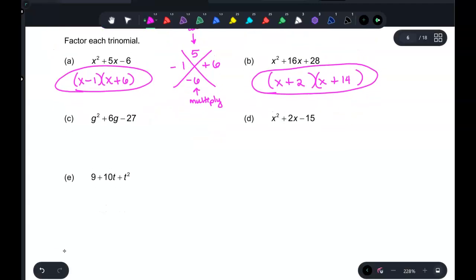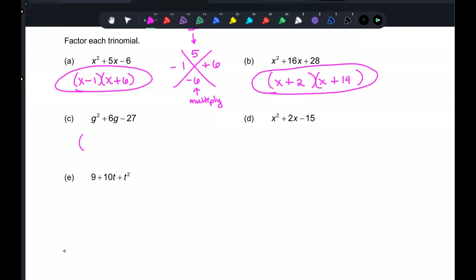We're almost done. Oh, that's not what X was.